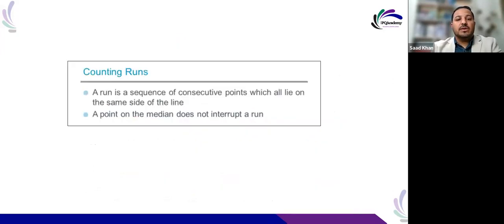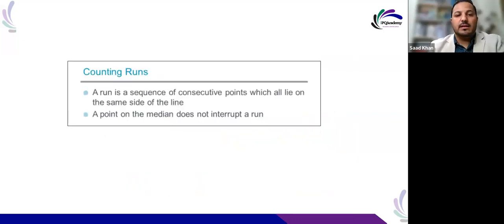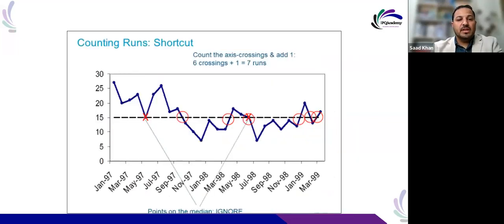Now, counting run, what is counting run? A run is a sequence of consecutive points which all lie on the same side. So you can see 8 points together, we call it a counting run. 6 points below the median will be called a counting run. So this is what a counting run is, and this is how you have to label them.